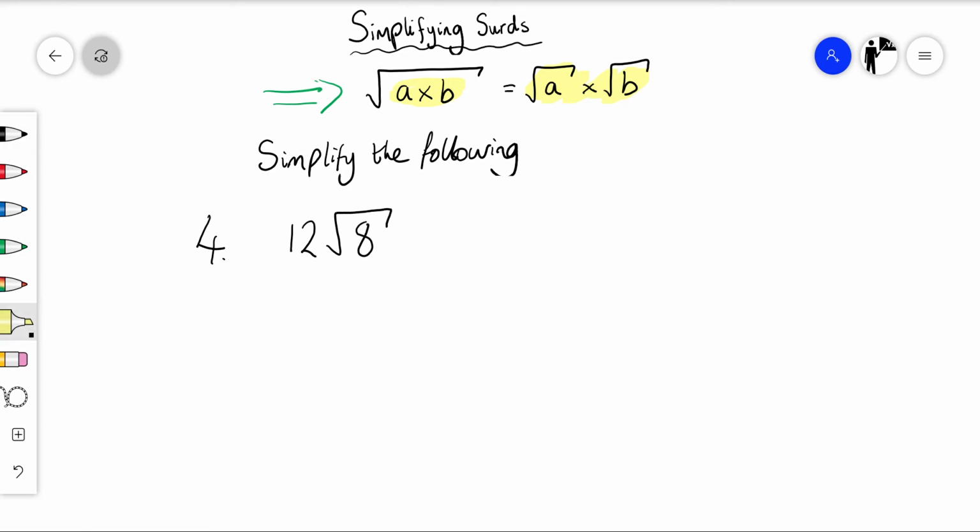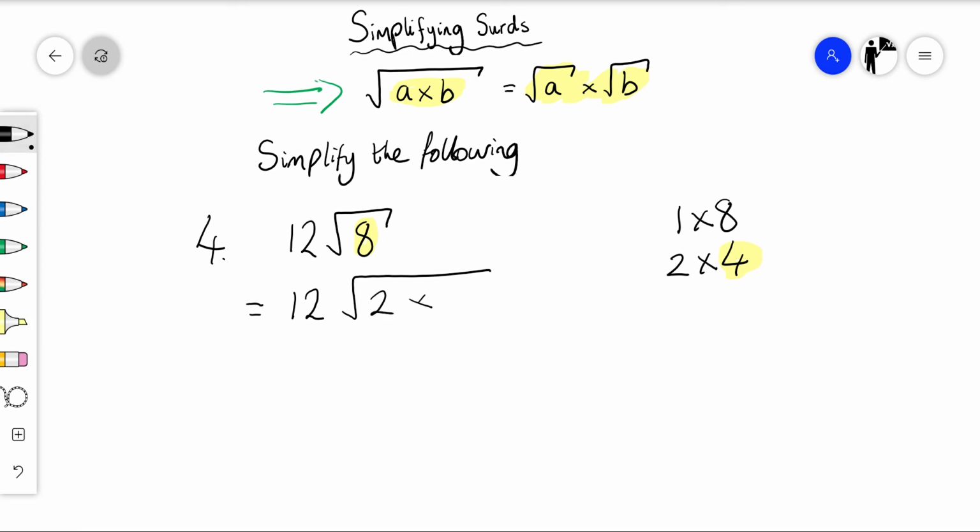Okay, so notice here this time we've got a number multiplying the surd itself. Before we just had the surd itself. Our approach doesn't change. What we're going to do is rewrite the square root as something times something. So we need to rewrite 8 as something times something. So 8, we could have 1 times 8 or 2 times 4. We choose the option with a square number, which is 4, because 4 is 2 squared. Okay, so that's what we've done. 2 times 4.